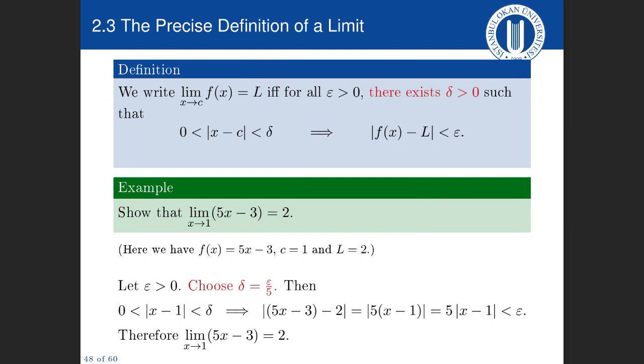How can we prove that there exists delta? By choosing it. So the next part of my answer is choosing a particular delta. For this example, the correct answer was choose delta is equal to epsilon over 5. And then the final part of the definition, and so the final part of our proof, the final part of our answer is the conclusion. If x is close to 1, then 5x minus 3 is close to 2. Or more precisely, if the absolute value of x minus 1 is between 0 and delta, then, or this implies, the absolute value of 5x minus 3 minus 2 is less than epsilon.